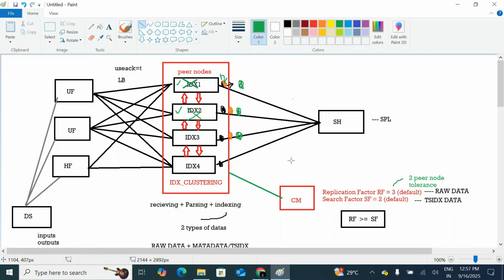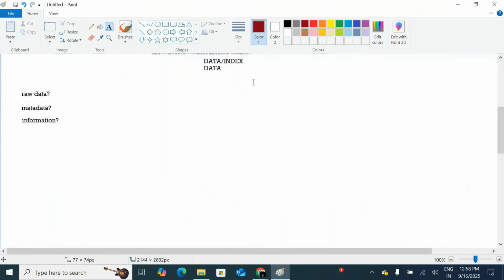Now, my question is, indexer 1 fails. Do you get 100% data? Yes. Indexer 2 fails. Do you get 100% data? Yes. Indexer 3 fails? No. Why? Because replication factor is 3 only. Clear? Now my question starts again. Sir, all indexers are available. Very good. CM fails, what will happen? This is a very, very important question. CM fails, what will happen?